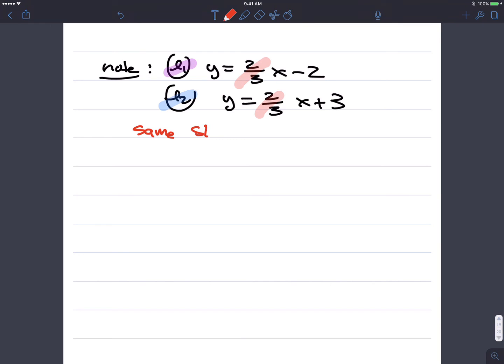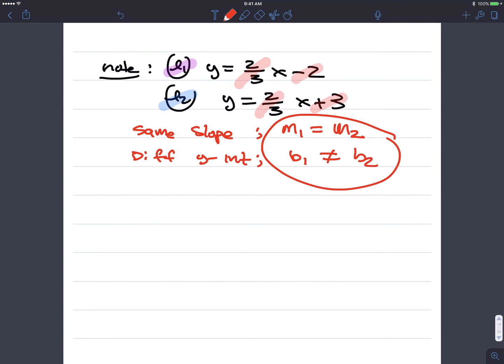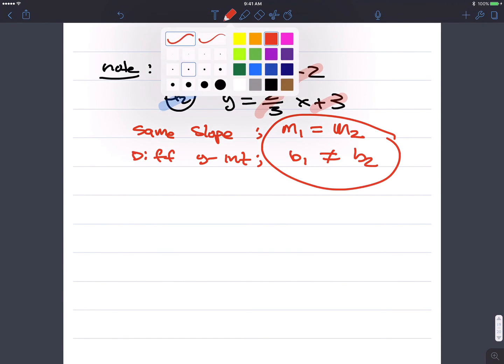Same slope. That means M1 equals M2. And in addition to the same slope, they have different y-intercepts. That meant something. Different y-intercept values. In other words, B1 is not the same as B2. This has special meaning. Remember what it meant.